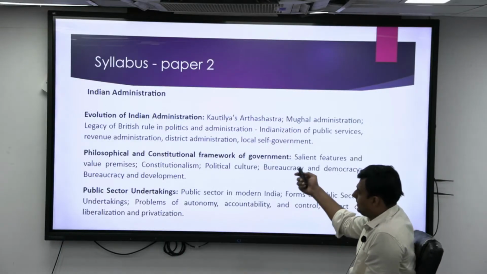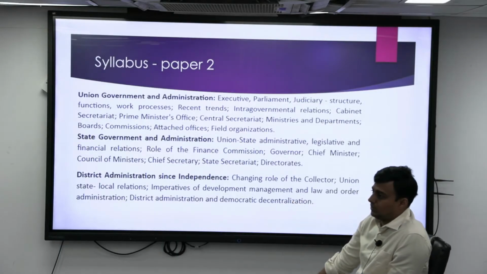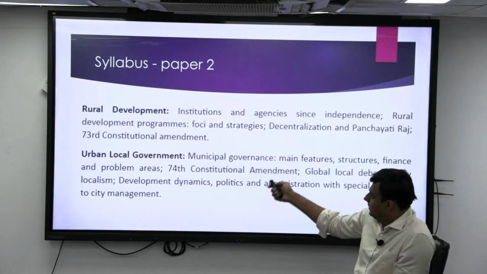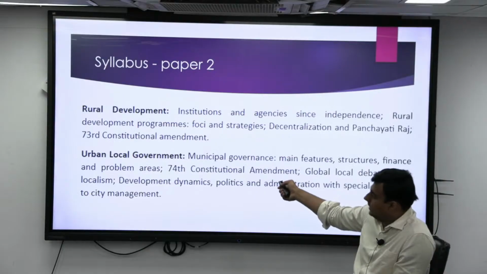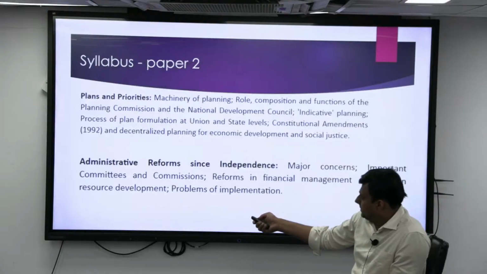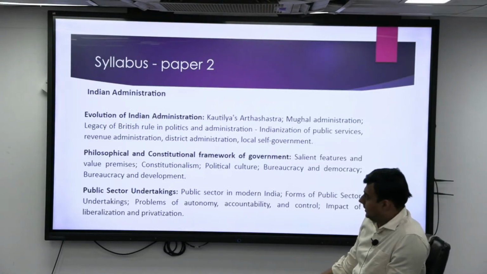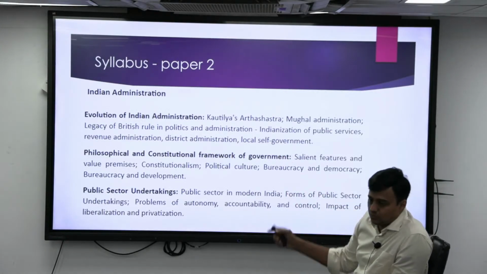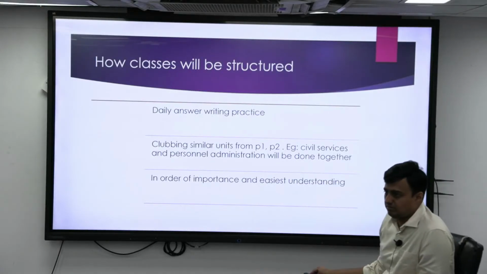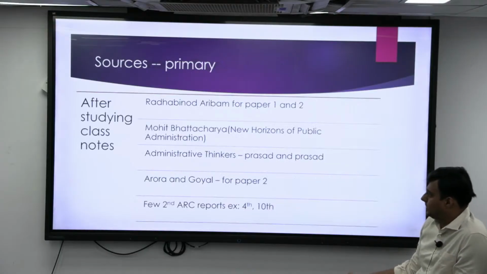Clear? And the same way, when we do Indian administration, what will we do? Union government and state government we'll do together. District administration, law and order we'll do together. Rural, local we'll do together. Same way, public sector undertaking, planning we'll do together. Evolution, philosophy we'll do together. Like that we'll combine. That's what you call clubbing, in order of importance and everything.